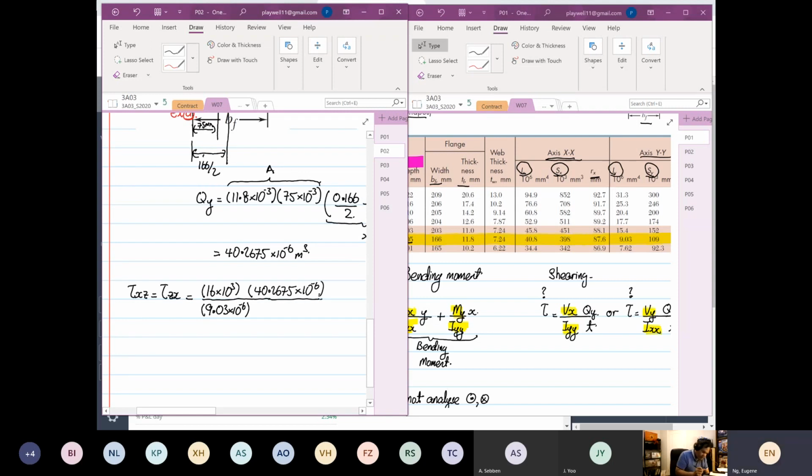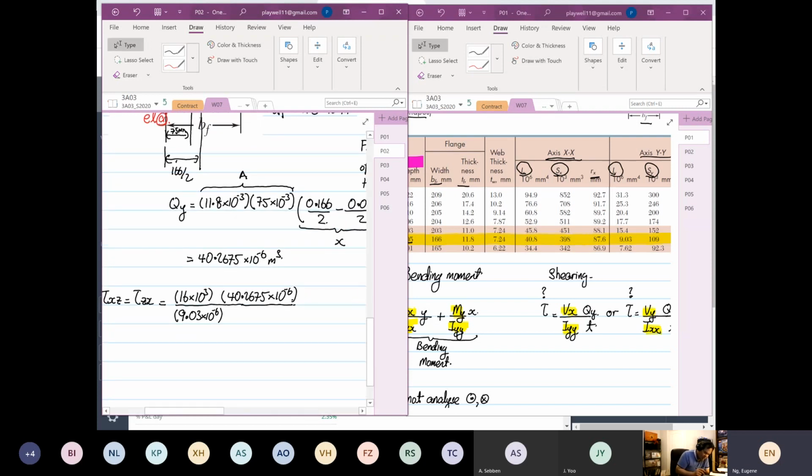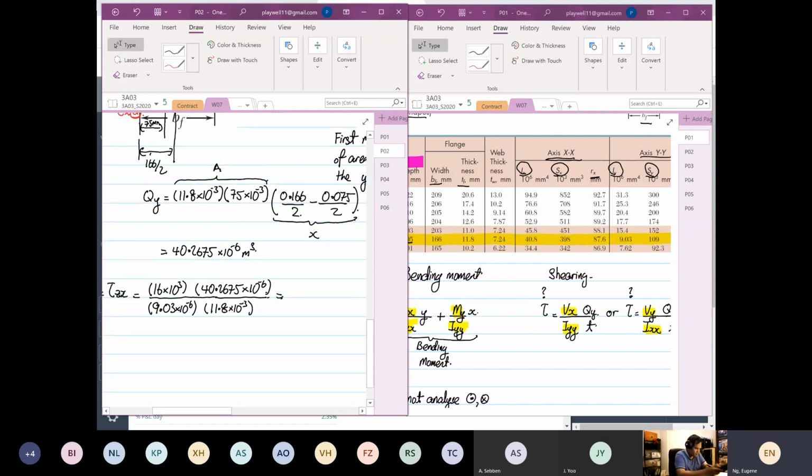Now I, right? T will be equal to what's our thickness? I think it's 10 point, sorry, it's 11.8 times 10 to the power minus 3. So this will be equal to 16 power 3 times 40.2675 power minus 6, divided by 9.03 power minus 6, divided by 11.8 power minus 3. So it's equal to 60465.